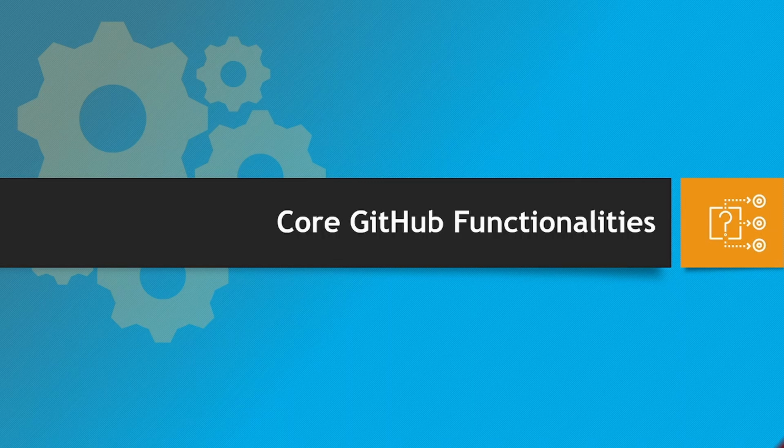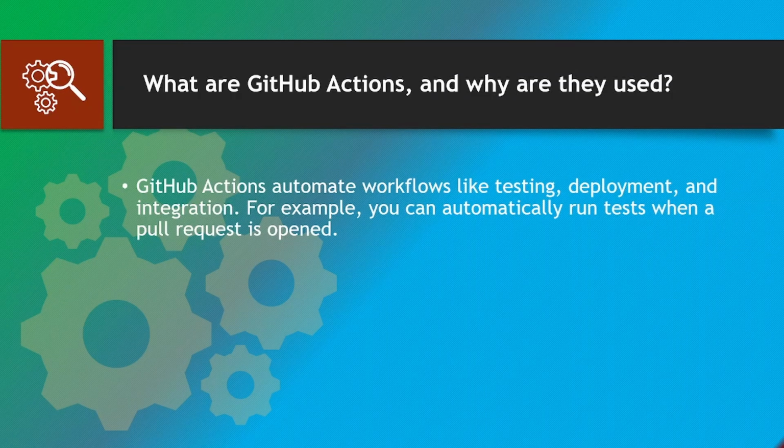In the next section, we will go through core GitHub functionalities. What are GitHub Actions and why are they used? GitHub Actions automate workflows like testing, deployment, and integration. For example, you can automatically run tests when a pull request is opened. This is the purpose of GitHub Actions.